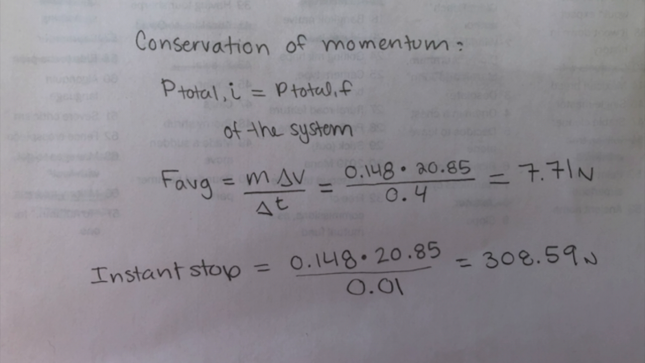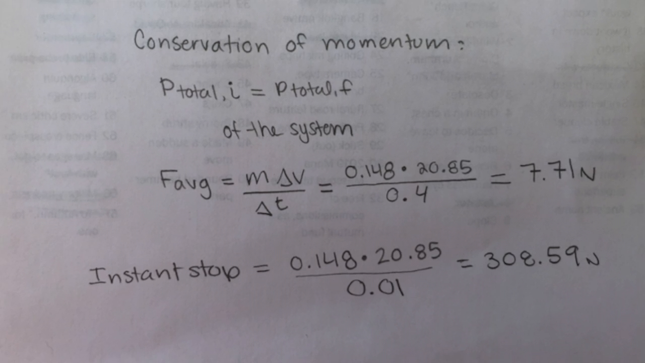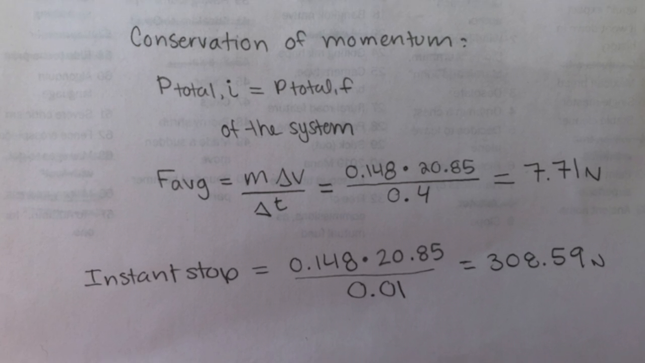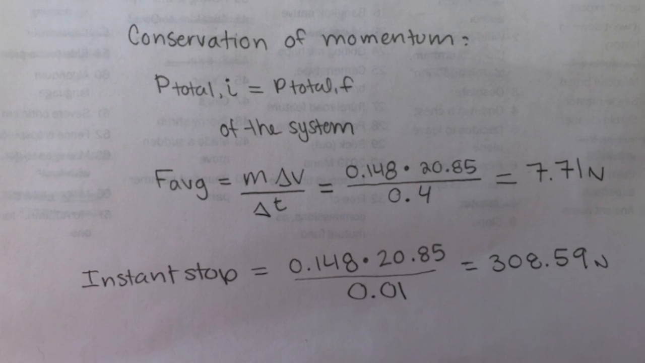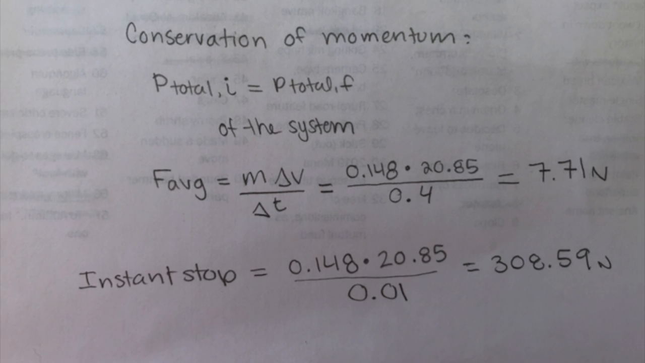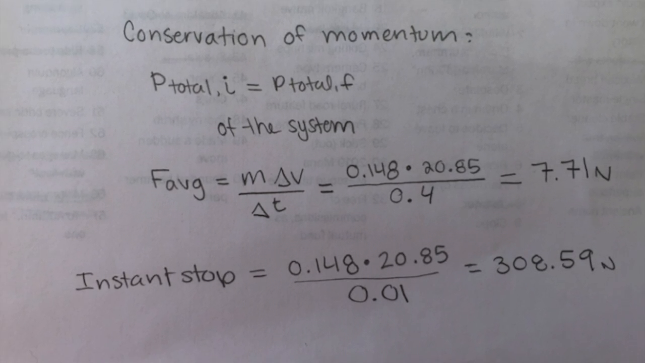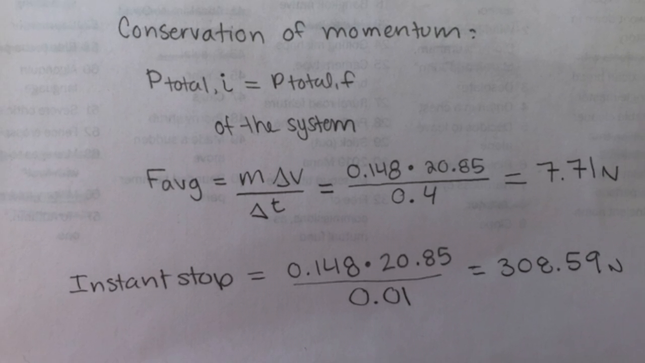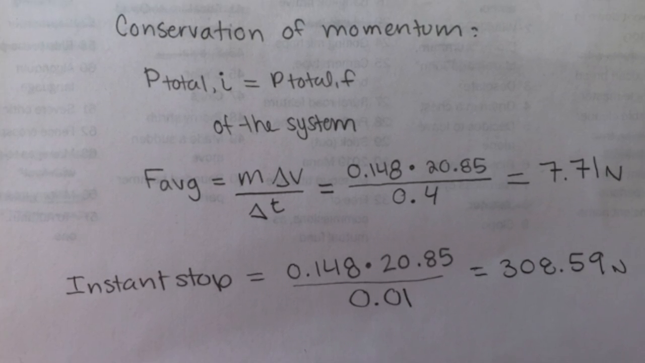To see why this is important, we must look at the conservation of momentum law, which basically means that in any event, no momentum is gained or lost in an isolated system, which means that there are no outside forces acting on it. Notice how the average force of the system is much smaller than it would have been had it been an instantaneous stop rather than a gradual stop.